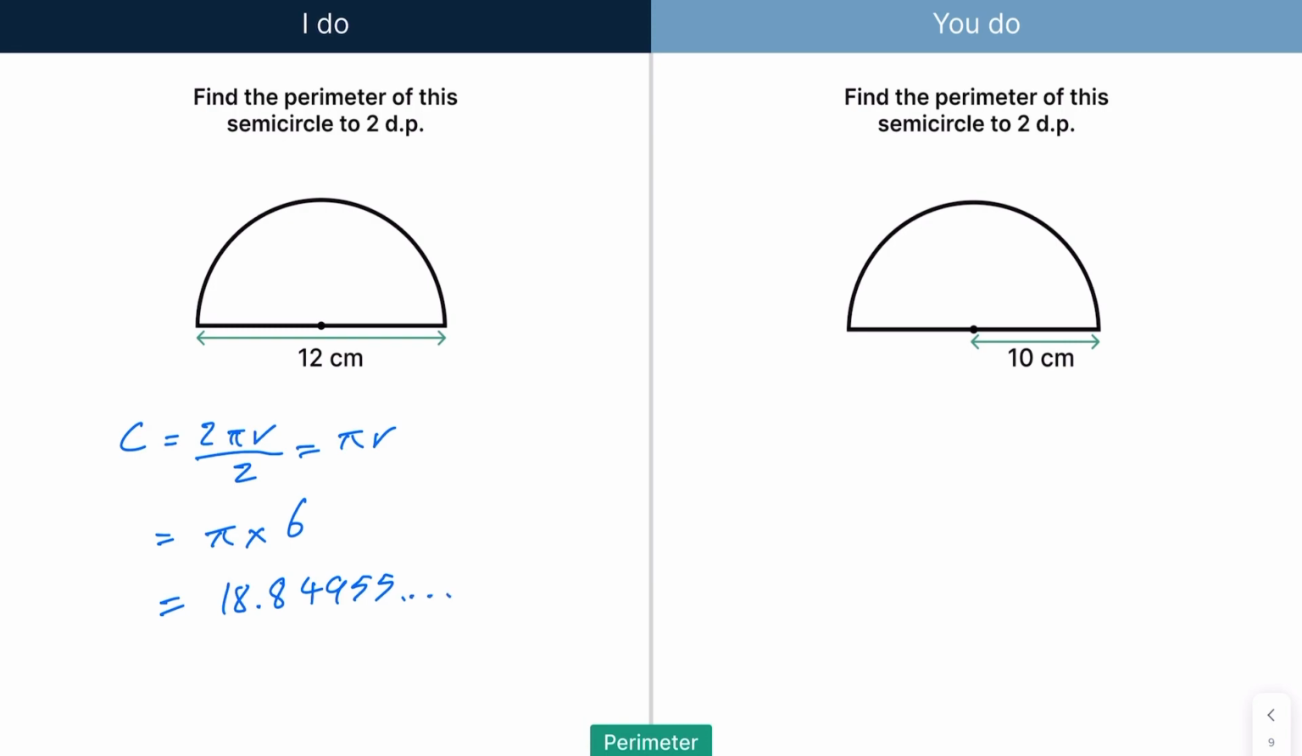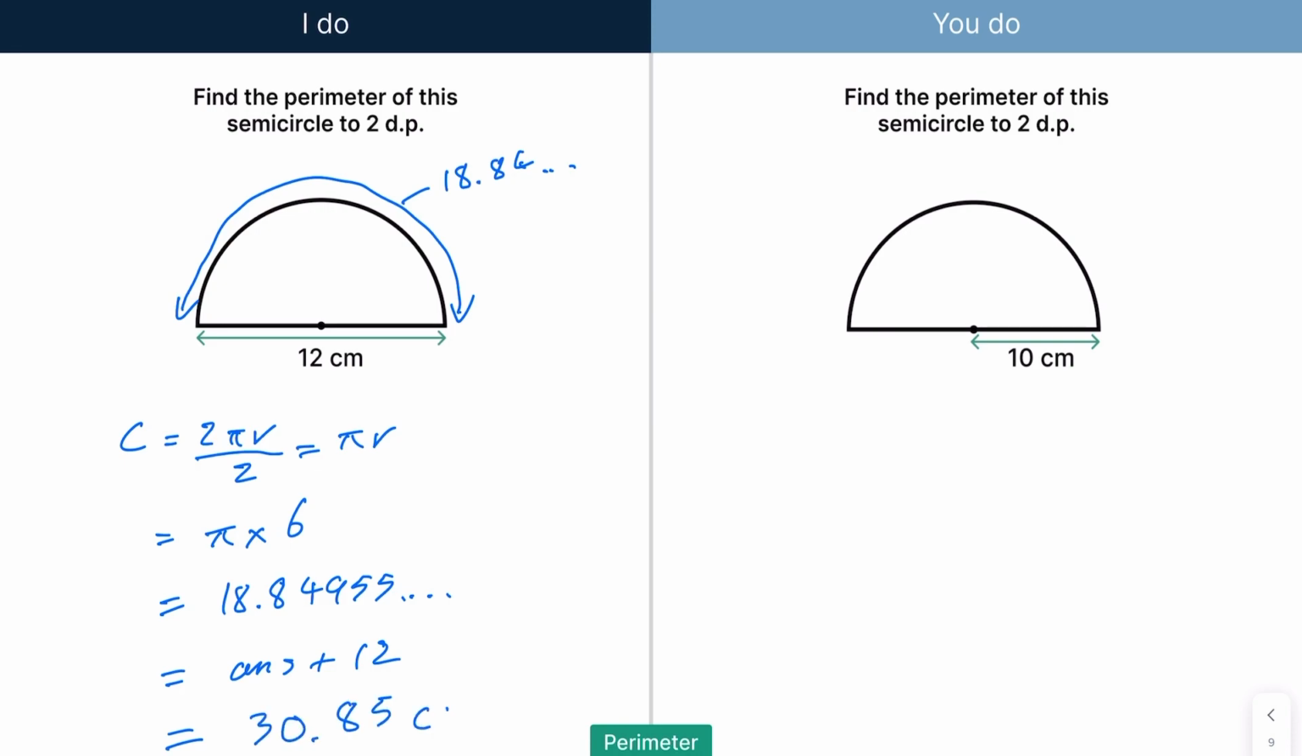18.84955... And then on your calculator, you can just say, well, actually, now I know that, let me just draw that a little bit better. I now know that this distance from here to here is 18.84... And on your calculator, you can just use the answer button and you can just do answer plus 12 because we still need to add the 12 at the bottom to get the perimeter. And if you just add 12 to that, to two decimal places, that becomes 30.85 centimeters.